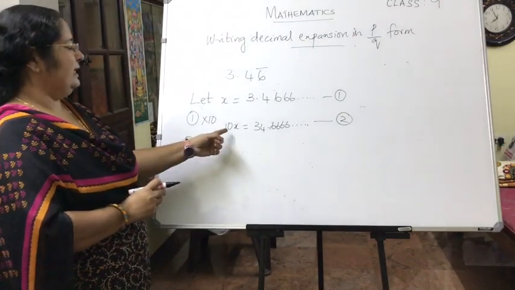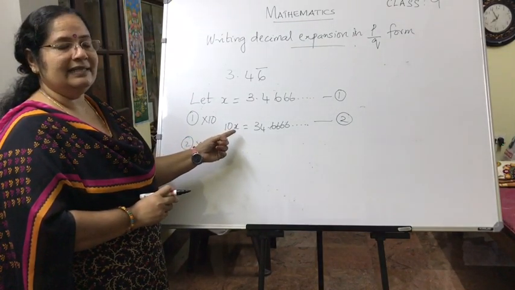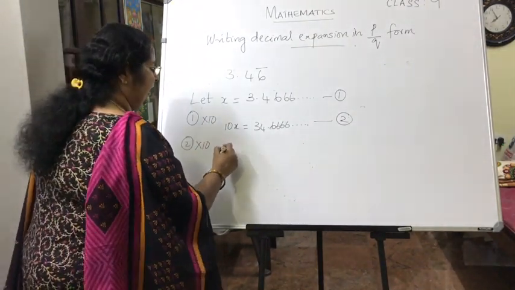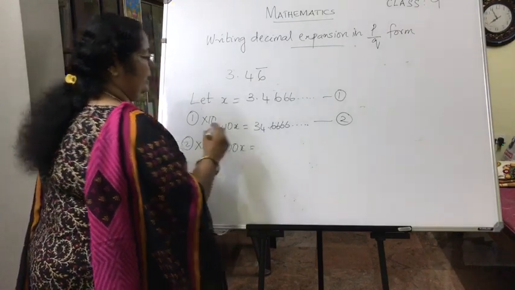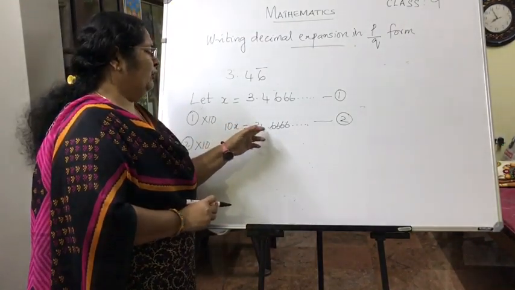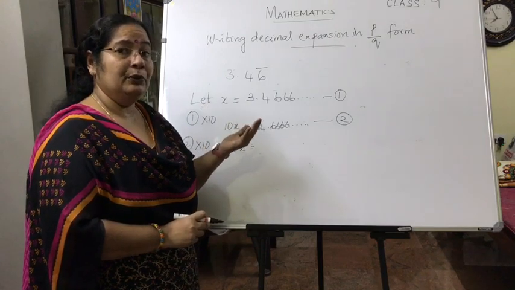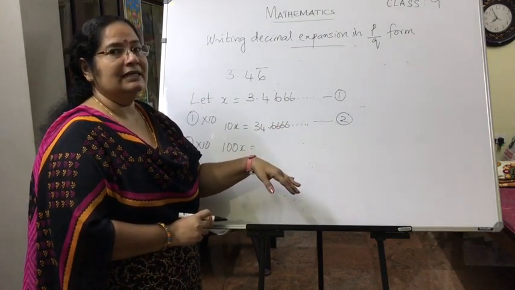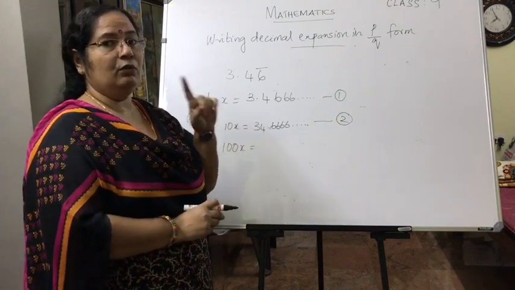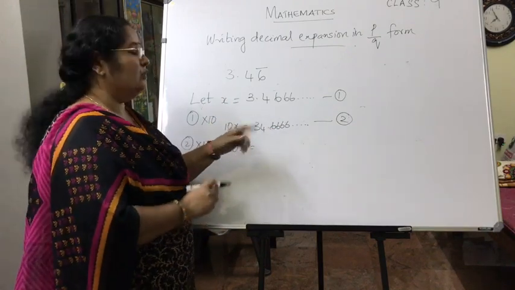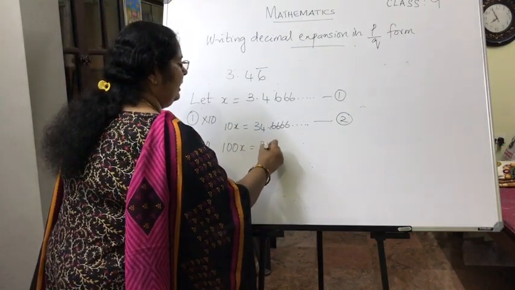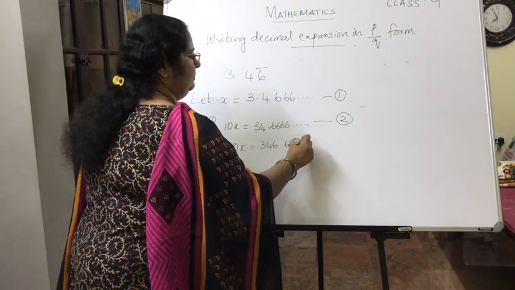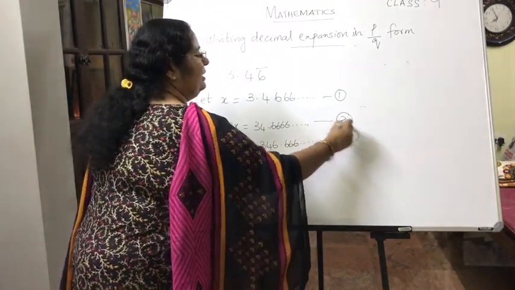What do you get on the left hand side? Here we have 10x, and 10x into 10 gives 100x, which will be equal to 34.6666 into 10. Shift the decimal place towards the right. How many places will you shift? One place, because you are multiplying with 10. So what you get is 346.666. This is equation 3.